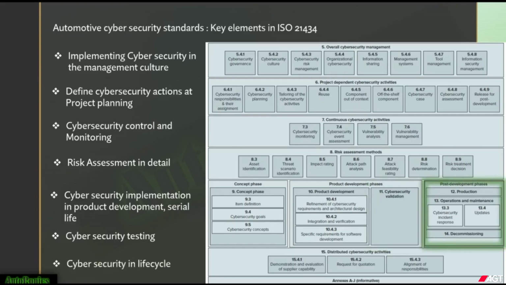Then comes the last section, which is production. Basically, this section covers the fabrication, assembly, and configuration of an item or component. A production control plan is created to ensure that cybersecurity requirements for post-development are applied to the item or component, ensure that it cannot be exploited during the production, and ensure that additional vulnerabilities cannot be added during the production.